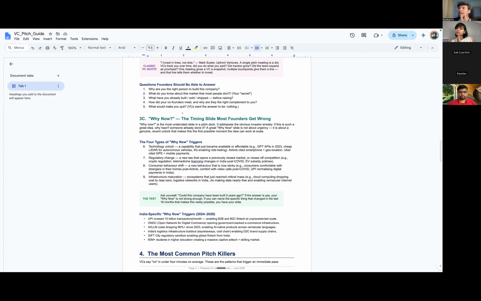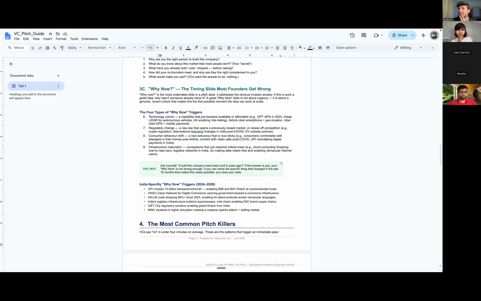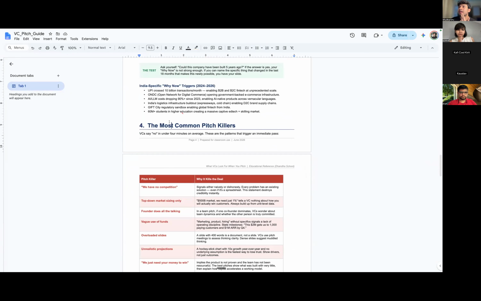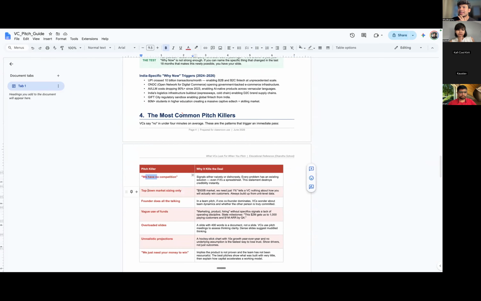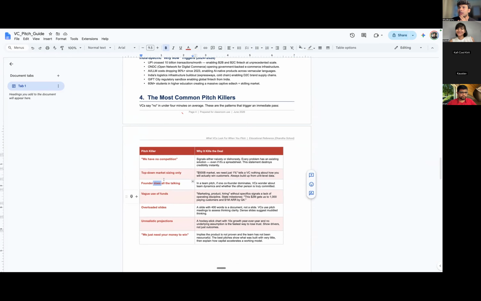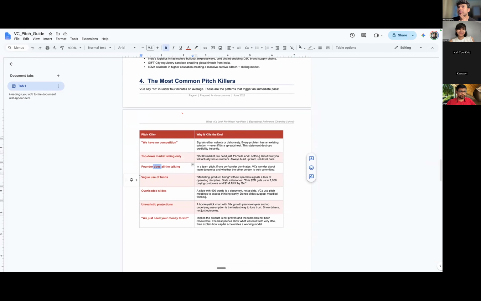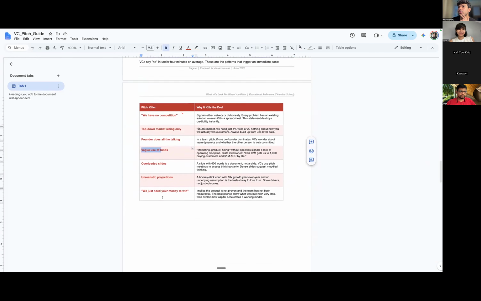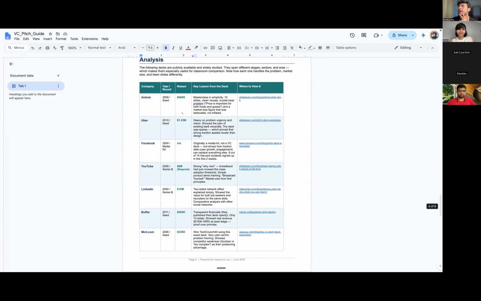Why now? The types of triggers: technology, regulatory, consumer, as we said, the UPI trigger. There is also an idea of what not to say. Things like this obviously don't really fly. We want to be more precise. We don't want to give a very vague idea of what we want to do. We want to be more clear. This is what I wanted to talk to you about.